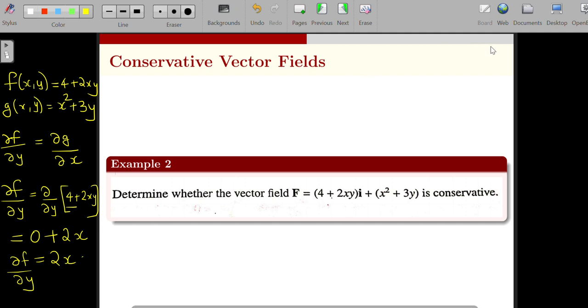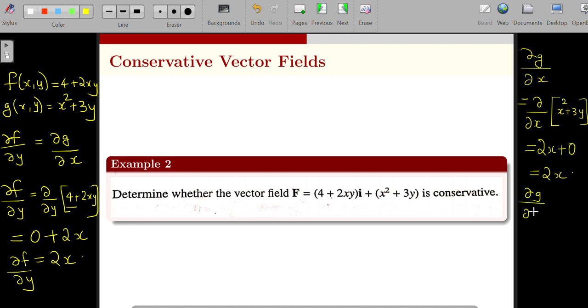Now let us compute dou g by dou x. Dou g by dou x is given by dou by dou x of g, where g is equal to x square plus 3y. What is dou by dou x of x square? It is equal to 2x plus dou by dou x of 3y. Dou by dou x of 3y is 0. So dou g by dou x is equal to 2x.